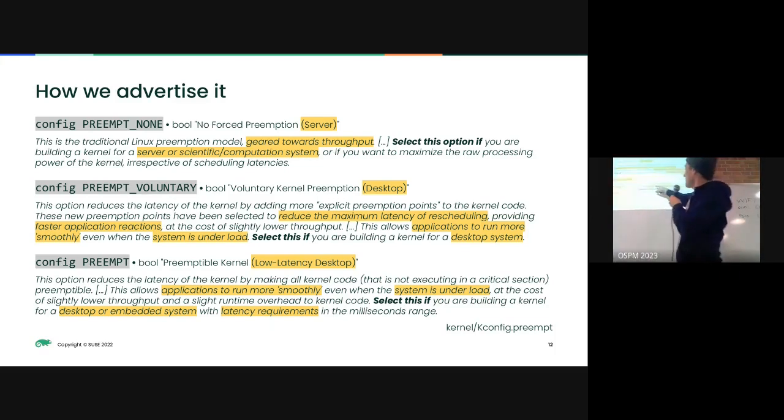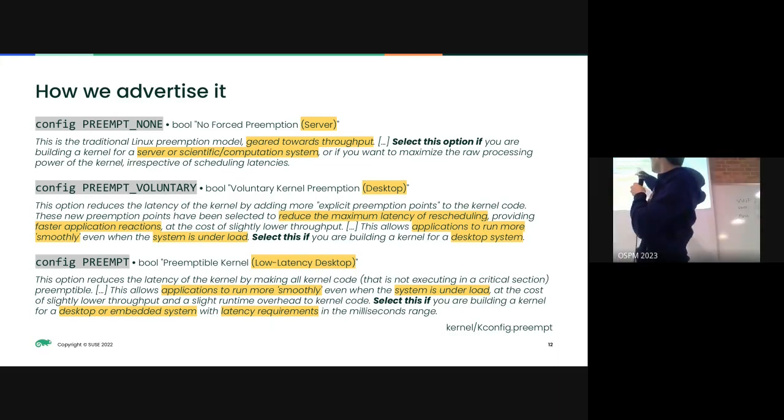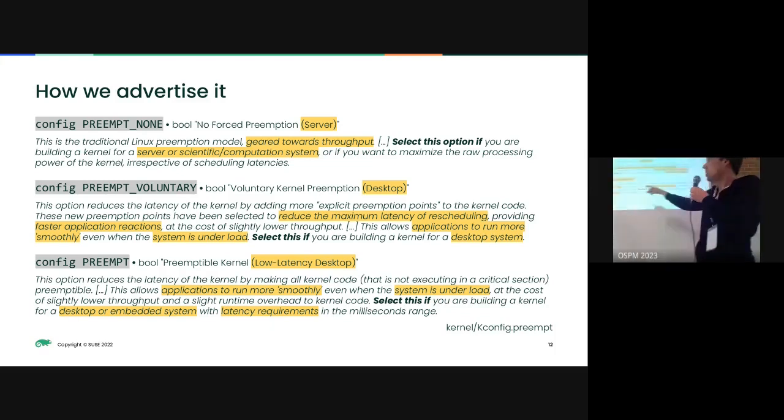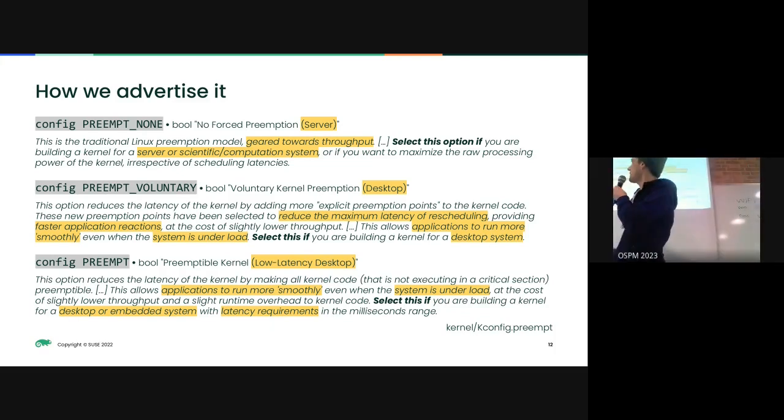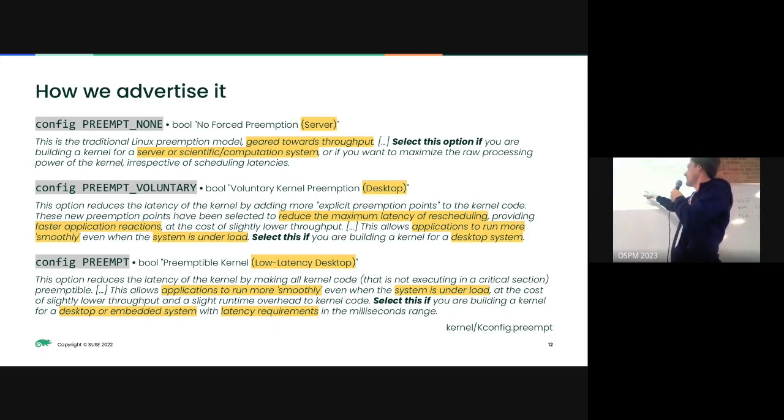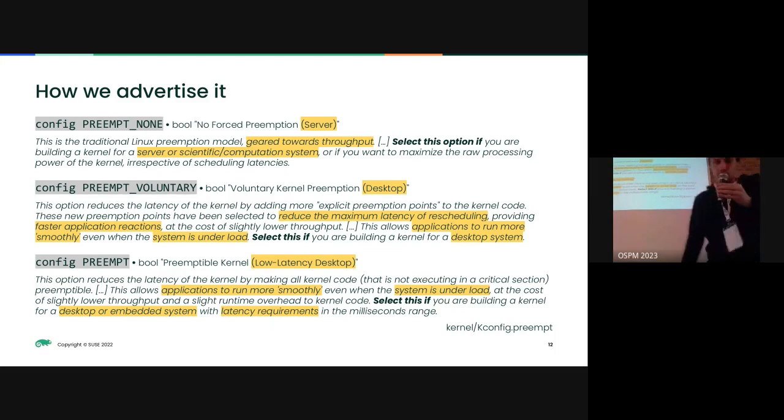More smoothly even when the system is under load, at the cost of slightly lower throughput and slight runtime overhead. Select this if you're building a kernel for a desktop or embedded system with latency requirements in the milliseconds range. I don't know, it's not very specific. It doesn't really explain which one you should choose.